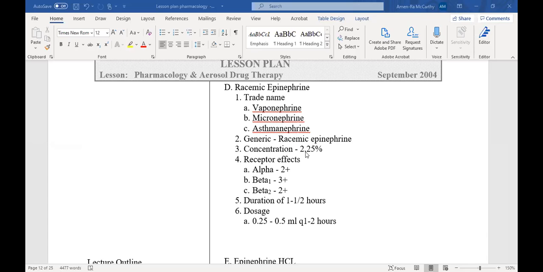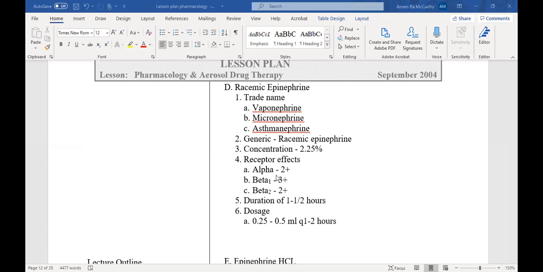Concentration of 2.25% solution. Now, let's look at the receptor effects of this one, Ms. Cummings. What type of bronchodilation, Ms. Cummings, will I have with racemic epinephrine? +2. +2, so mediocre. I'm not going to take racemic epinephrine for bronchodilation. I'm more going to use this one. What do you think we're going to use this one for?